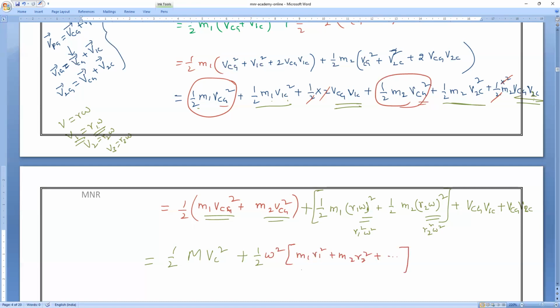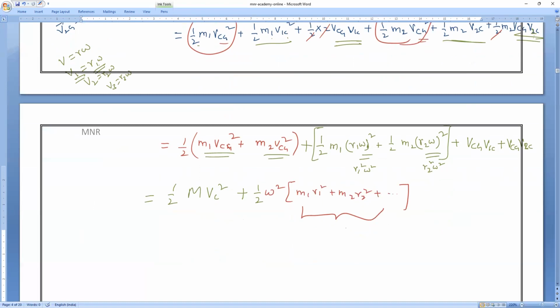This is equals to something. Can you tell me which is equals to something? M1 R1 square plus M2 R2 square plus M3 R3 square, which is equals to I. So which is equals to half into M into VC square plus half into I omega square. So plus still it is there. So now in this two something is common. Have you checked it? This is V1C and this is V2C and this is what? With respect to center, velocity of center of mass with respect to ground. Velocity of center of mass with respect to ground is common.